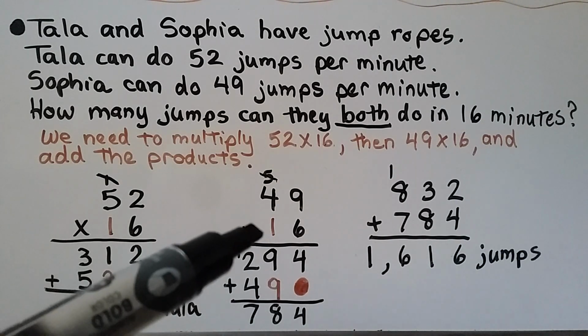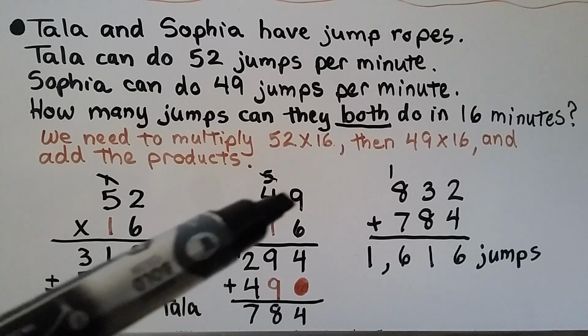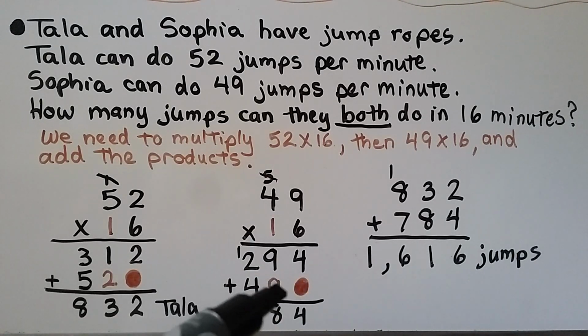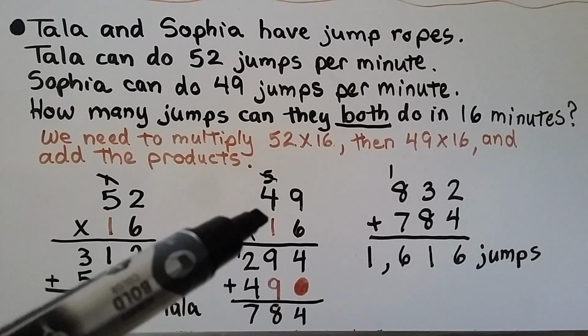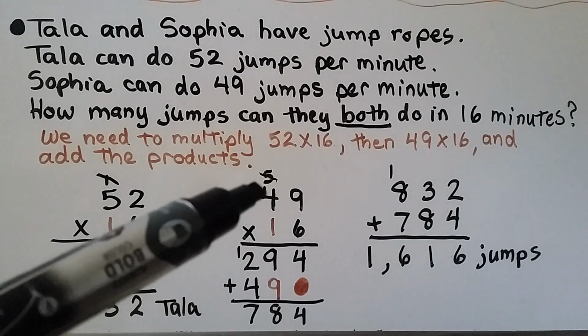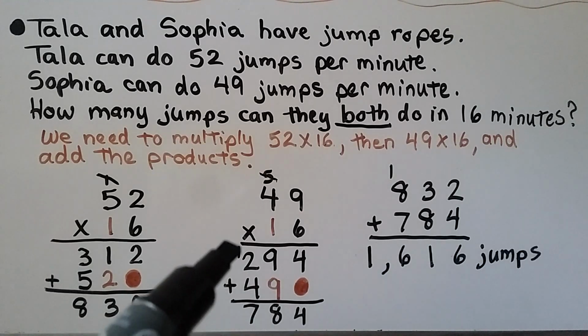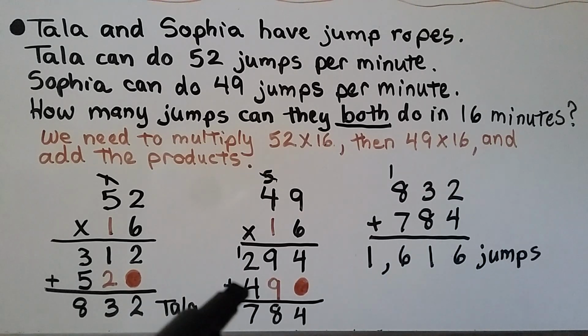Now we're going to do 1 times 9, which is really 10 times 9. That's a 90. But we know there's going to be a 0 here, so we can look at it as a 1 times 9 and write our 9 here. Then we do 1 times 4, which is 4, and we add our partial products. We have 4 plus 0 is 4, 9 plus 9 is 18. We regroup the 1, put the 8 down, and we have 4 plus 2 is 6, plus 1 more is 7. We have 784 for Sophia.